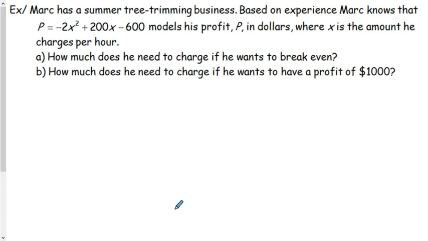So Mark has a summer tree trimming business. Based on experience, Mark knows that this is his equation. Mark loves math. P for profit equals negative 2x squared plus 200x minus 600. So P is his profit in dollars, X is the amount he charges per hour. Now this makes sense as an optimum problem, right? If it looked kind of like that.